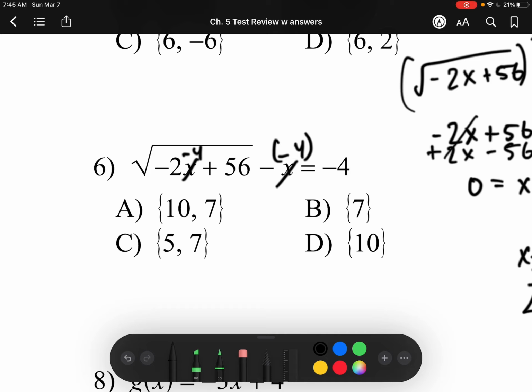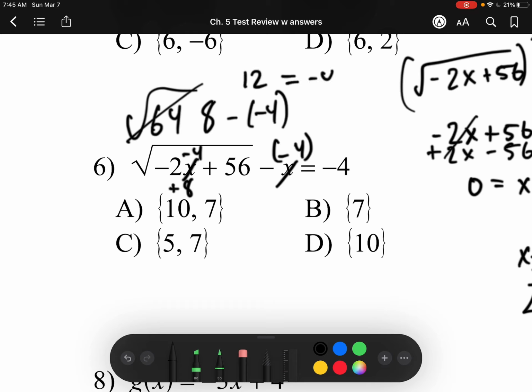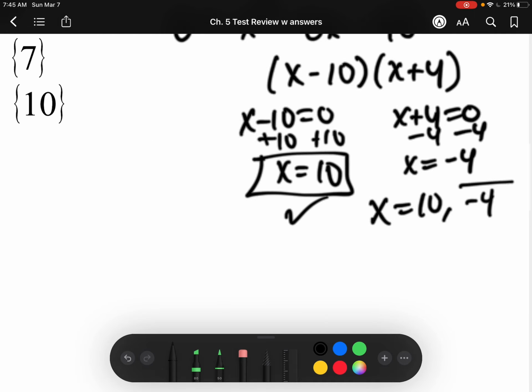All right, so now I have negative 2 times negative 4, which is positive 8. So 8 plus 56 is 64. So I have the square root of 64, which I know is 8. And I have 8 minus negative 4, which is the same as plus 4, right? So this is 8 plus 4, which is 12. So I get 12 is equal to negative 4. This is not true. So negative 4 is not a solution.